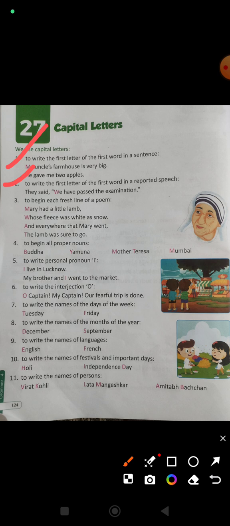Let's move forward. Rule number 3, to begin each fresh line of a poem. Next rule is when we write a poem, always make the first letter of the first word capital in each line.